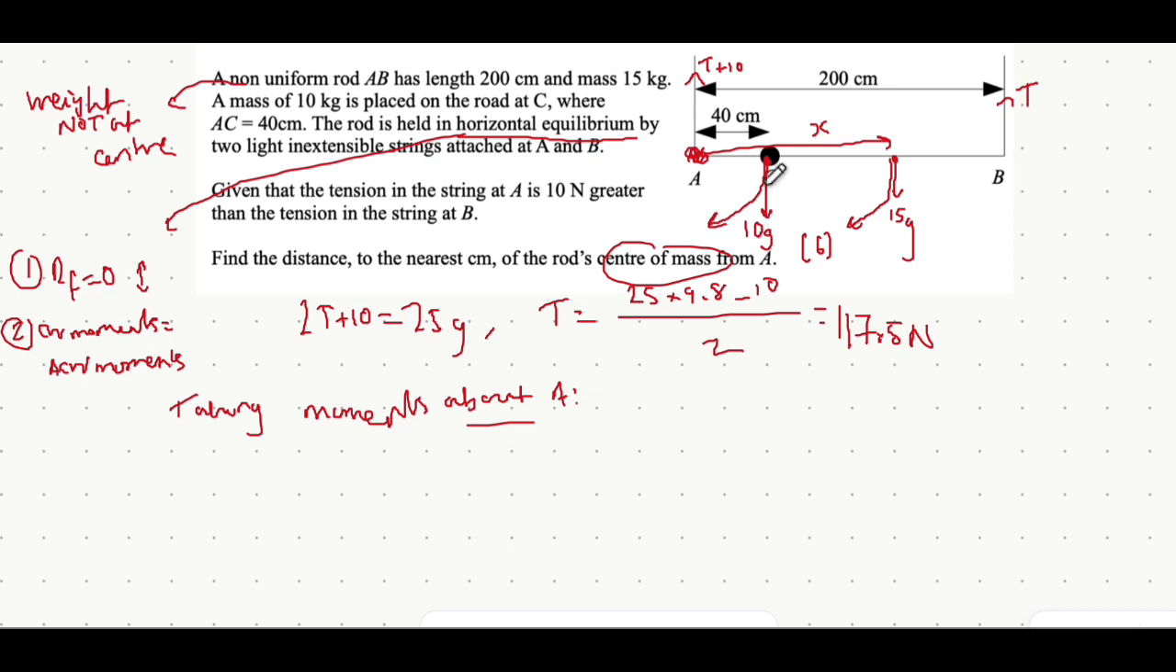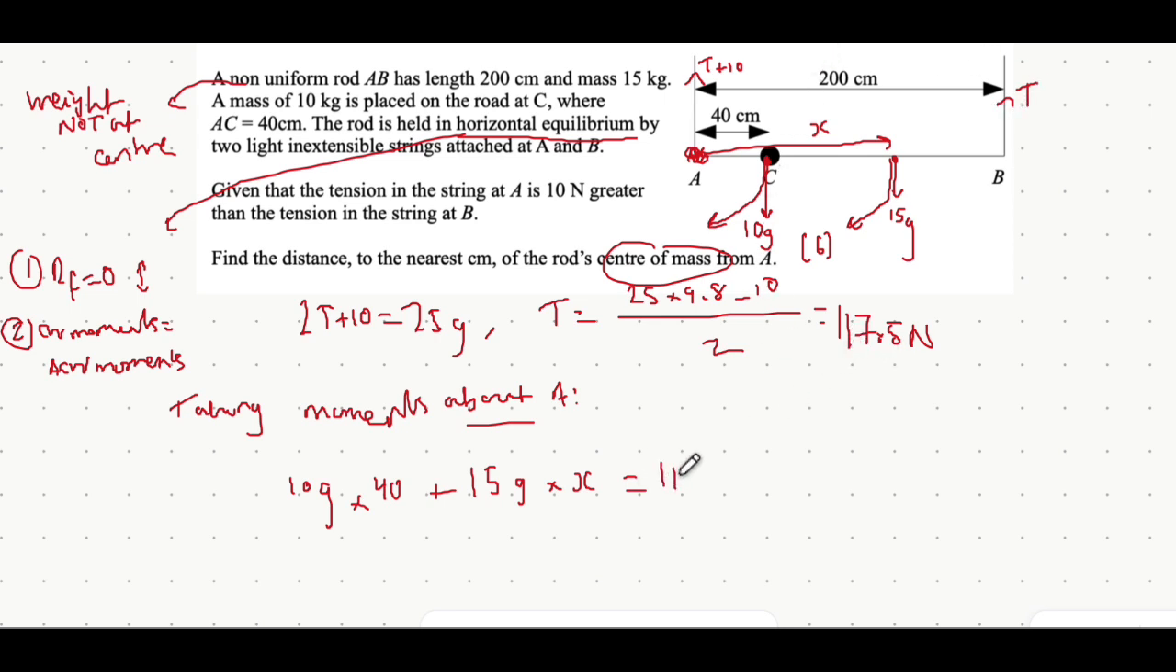So the clockwise moments is this force of 10G multiplied by the distance of that force from the pivot, which is 40. Now, normally I would say convert it into meters, but we actually don't need to worry about that because everything else is in centimeters. We add on to that the other clockwise moment, which is this force of 15G, multiplied by that distance x that we're actually trying to find. And that's equal to the anti-clockwise moment, which is T times 200.